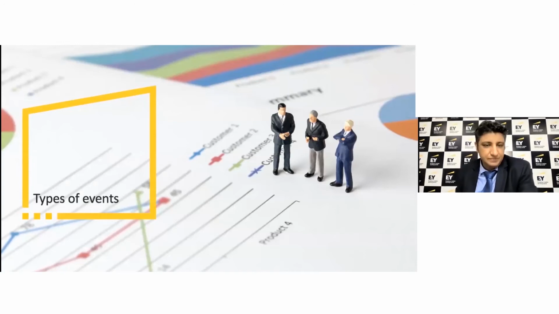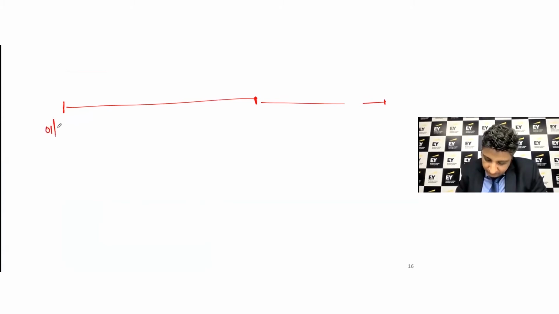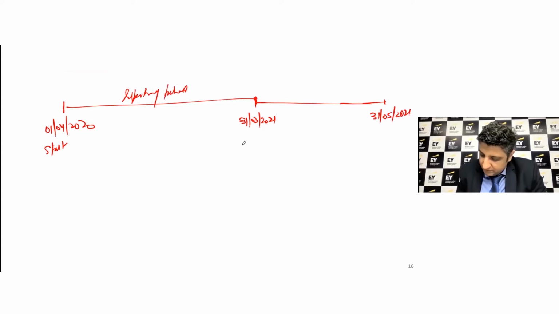What we want to discuss now is basically the types of events, right? Let me share a perspective again while we discuss that briefly, as in the introductory section. Let's say we are sitting on 1st of April 2020 and my reporting period ends on 31st of March 2021, right? And let's say this is my date of authorization, which is 31st of May 2021. So this is the start. This is my reporting period. This is my reporting date. And this is my date of authorization.